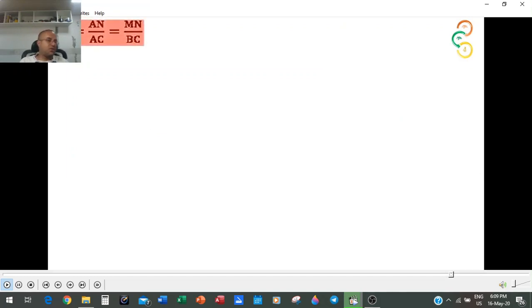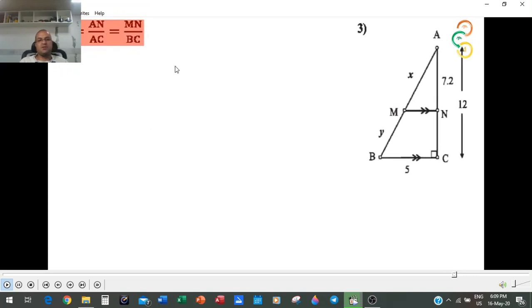And the third example, remember AM over AB equals AN over AC equals MN over BC, Thales theorem. Let's check what we have in this figure. We have AN equal 7.2, NC we don't have it. We have AC equal 12. On this side we have AM equal X, MB equal Y, and MN we don't have it. We have BC equal to 5 centimeters.